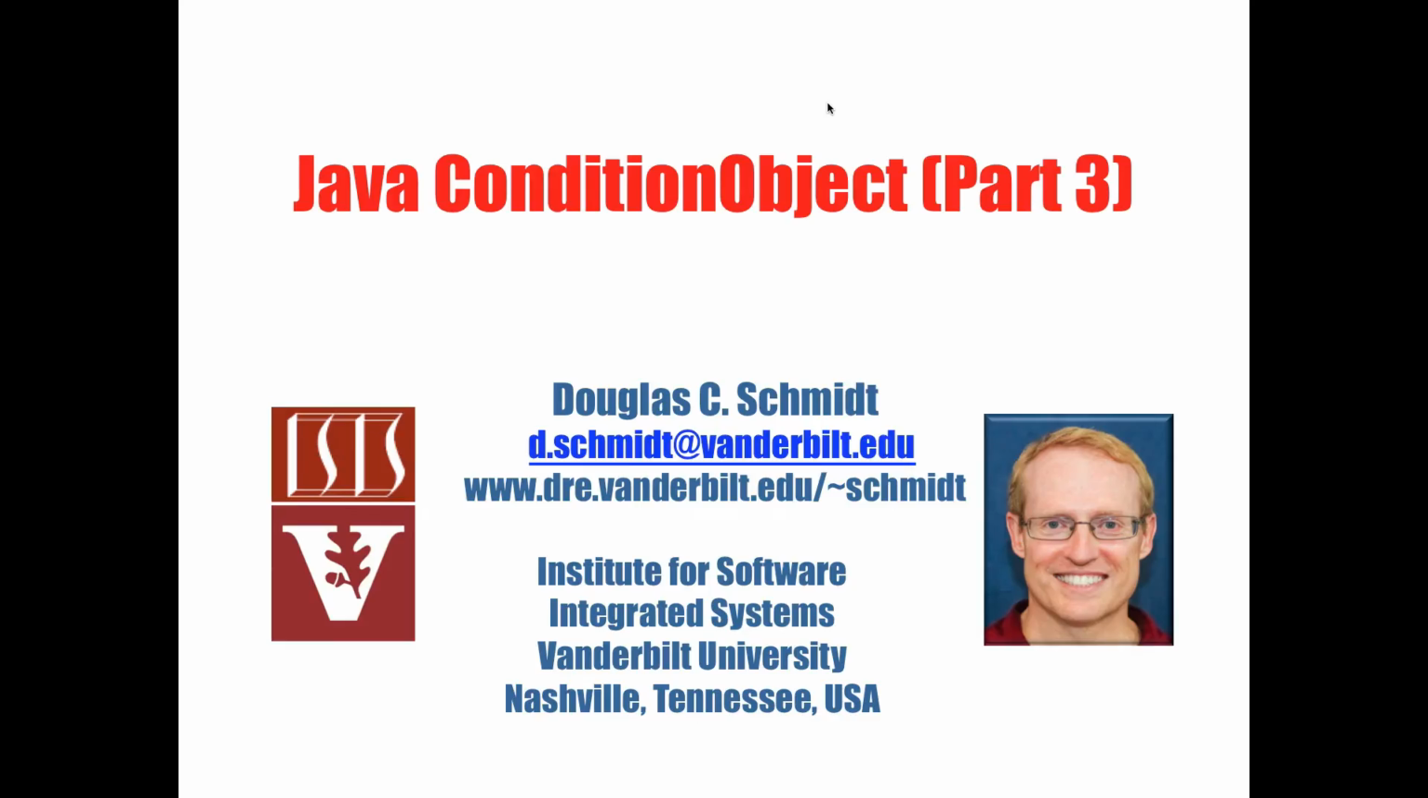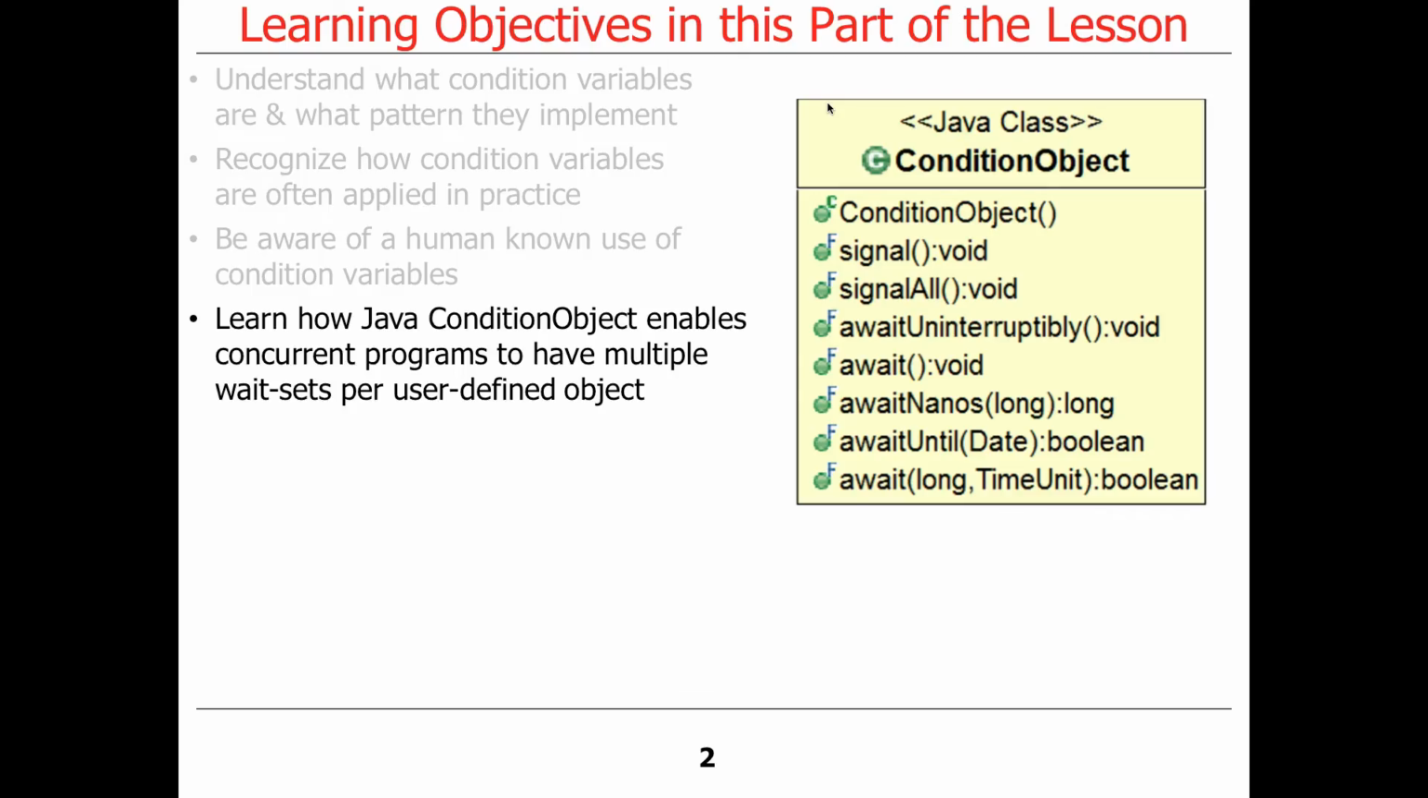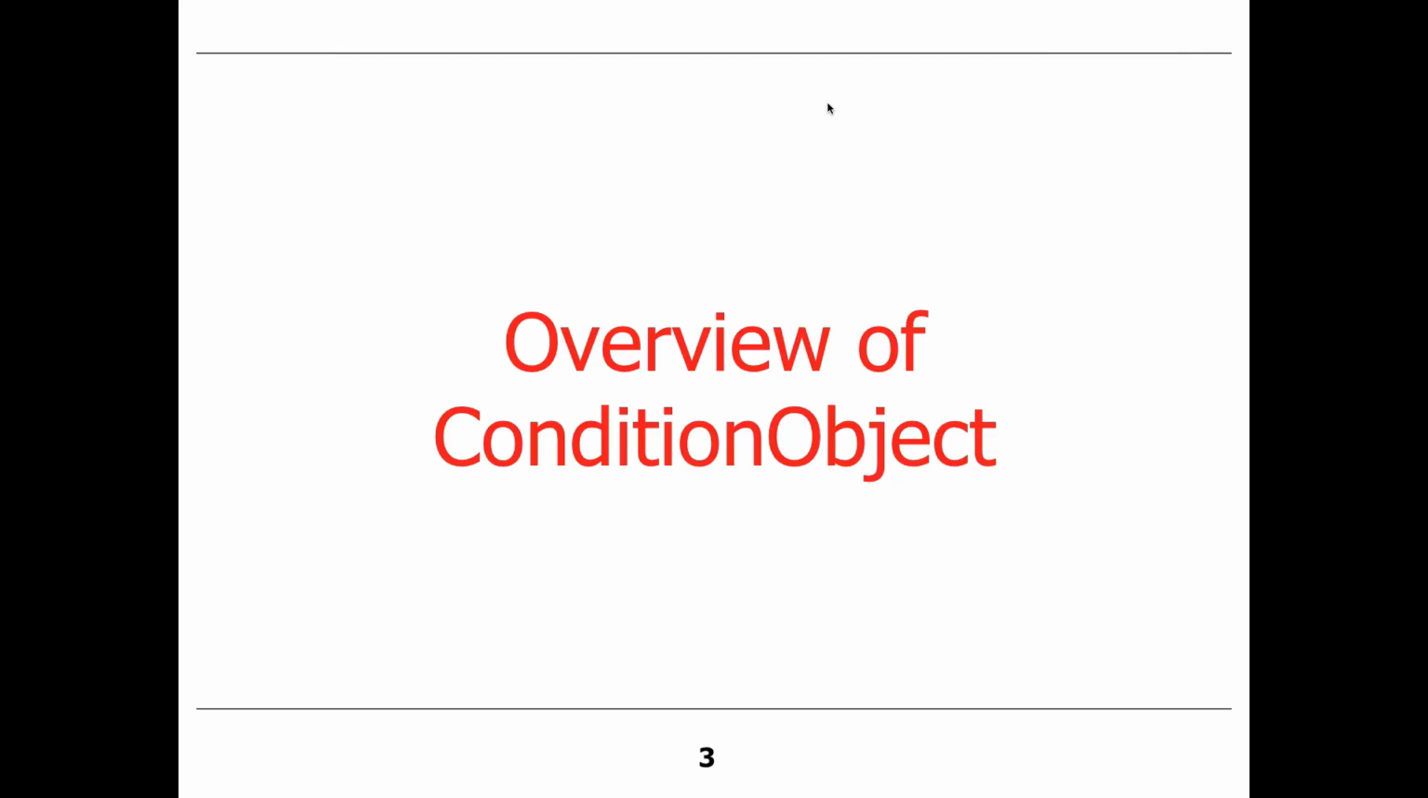So now on part 3 of this lesson, what we've done at this point first is explain what a condition variable is, talk about some examples of how they're used, why they're a little tricky to use. I gave a human-known use. And what we're going to do at this point is talk about how condition objects enable concurrent programs to have multiple wait sets per user-defined object. Recall that a wait set is just a set of waiting threads. So let's talk about condition objects.